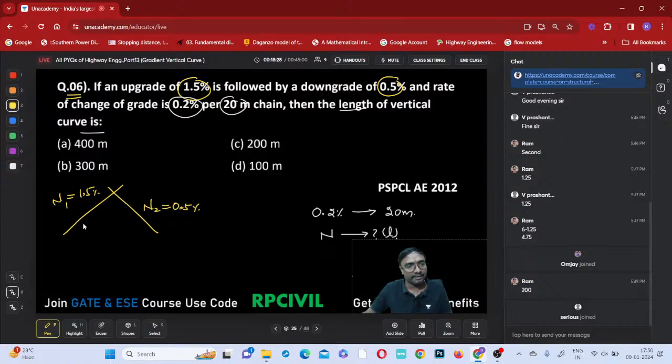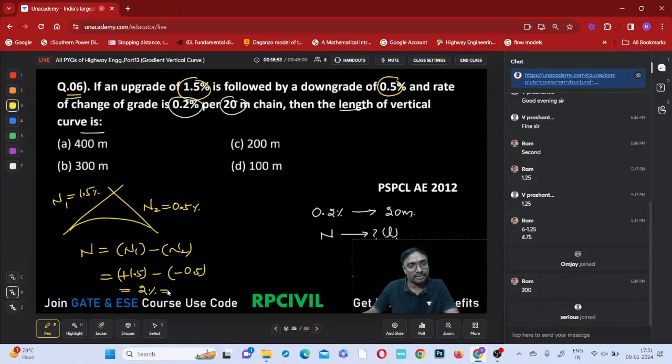What is the net deflection angle? If you just observe, the net deflection angle will be equal to n1 minus n2 now. N1 is a positive n1 or negative n1? Positive n1, plus 1.5, right? Minus of n2 will be downward now. Whenever it is downward, you take it as which one? This minus, right? Minus 0.5, right? So what is the total? If you just observe, 2 percentage now, yes or no? It is 2 percentage, right? Means 0.02 we have to substitute, right?